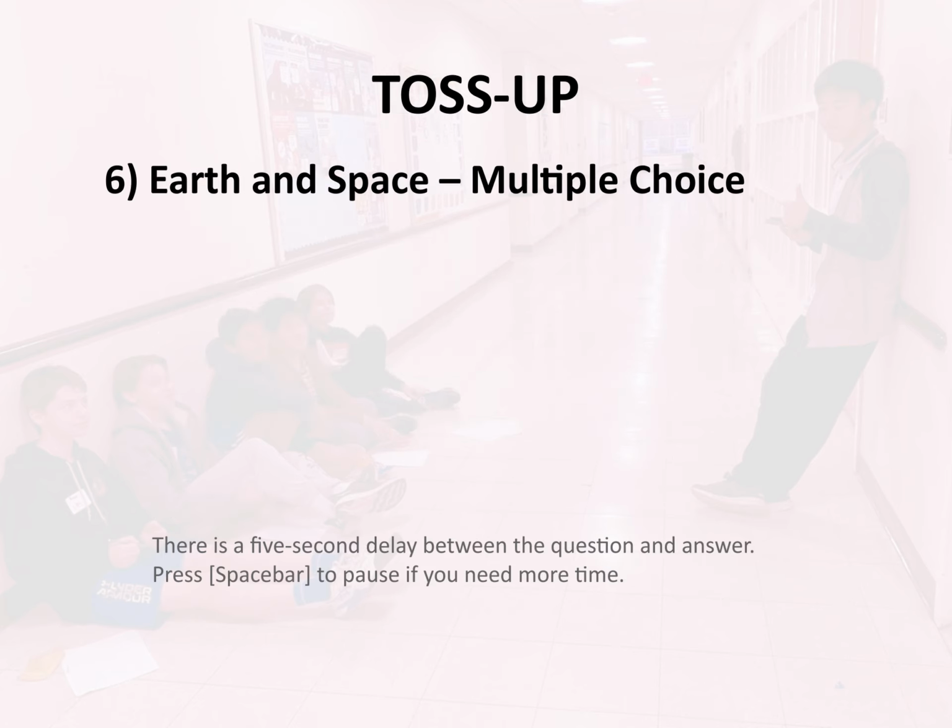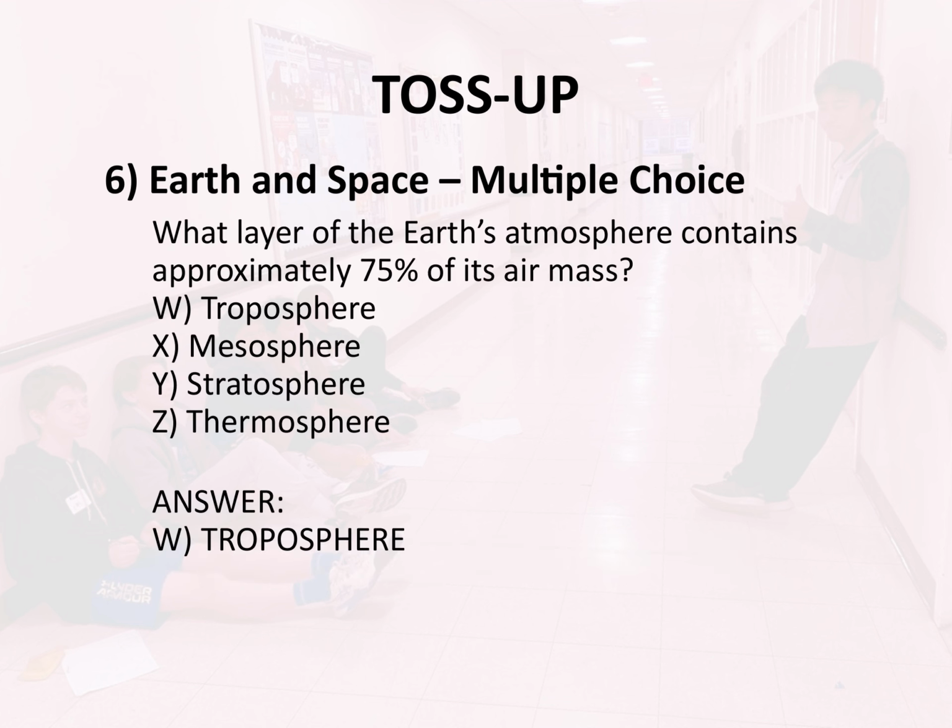Toss-up 6. Earth and space, multiple choice. What layer of the Earth's atmosphere contains approximately 75% of its air mass? W. Troposphere. X. Mesosphere. Y. Stratosphere. Z. Thermosphere. Answer: W. Troposphere.